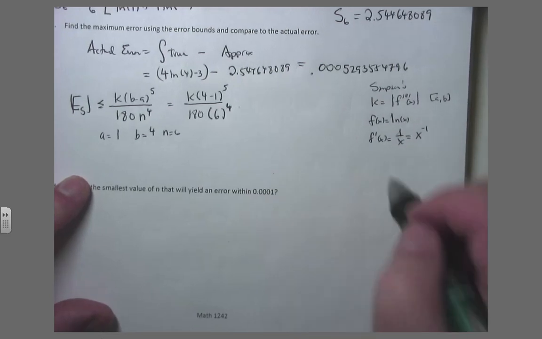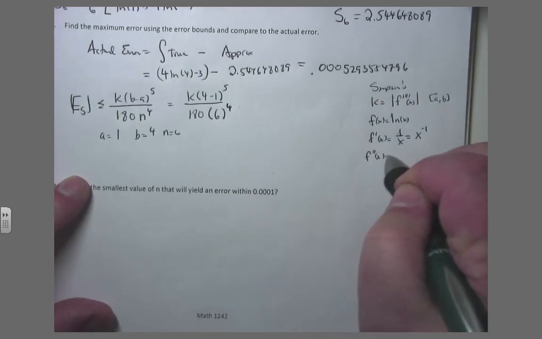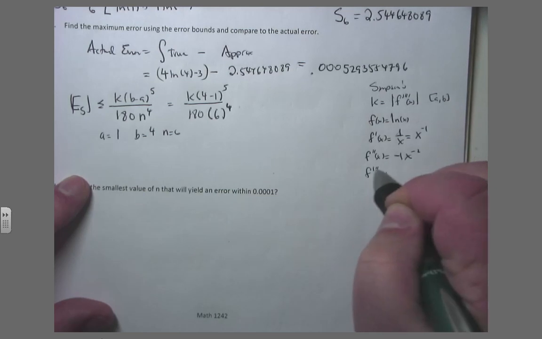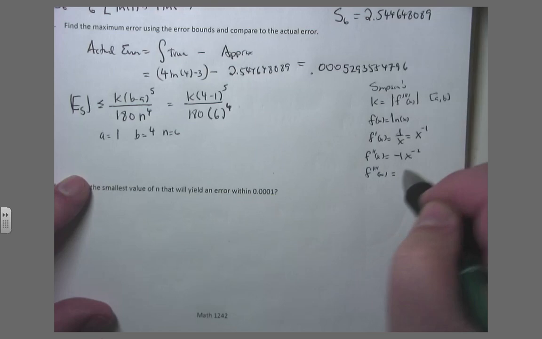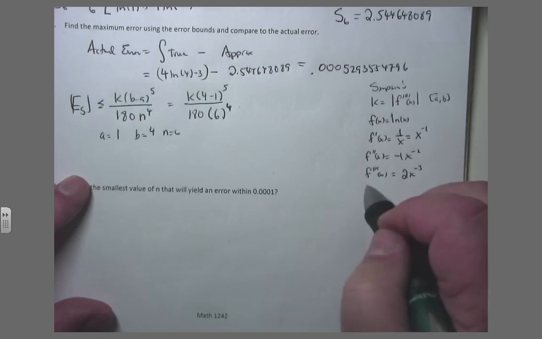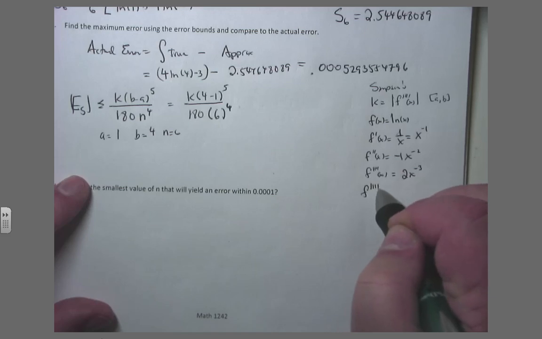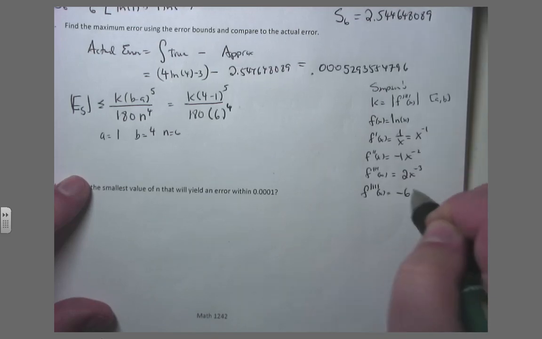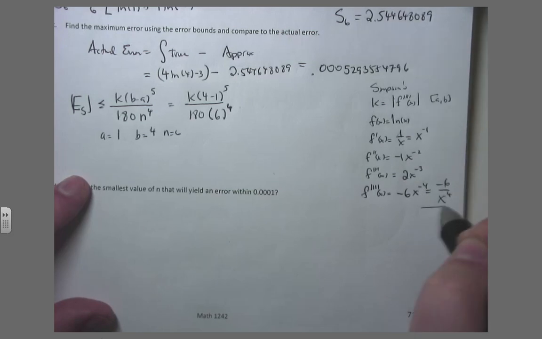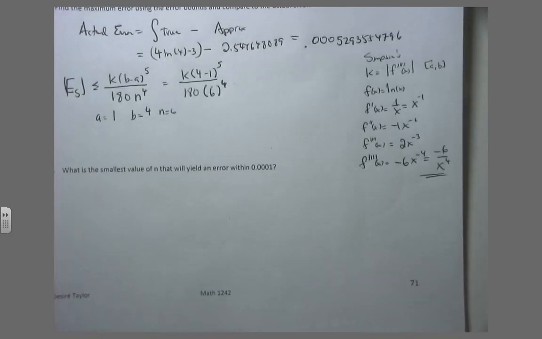What is the second derivative? Negative 1 x to the negative 2. What's my third derivative? Calculus 1 comes back and haunts you again. That'll be 2x to the negative 3. And that's the third derivative. What is the actual fourth derivative? Negative 6 x to the negative 4. Better yet, negative 6 over x to the 4th. There is my fourth derivative.